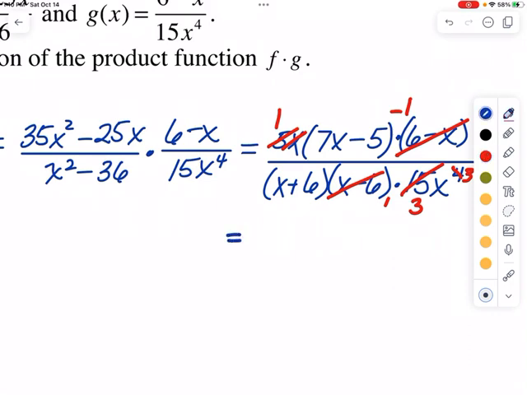So what we get is a negative 1, if you will, times 7x minus 5 in the numerator. Now we've got all the factors there. Notice I just made that a negative instead of a negative 1 factor.